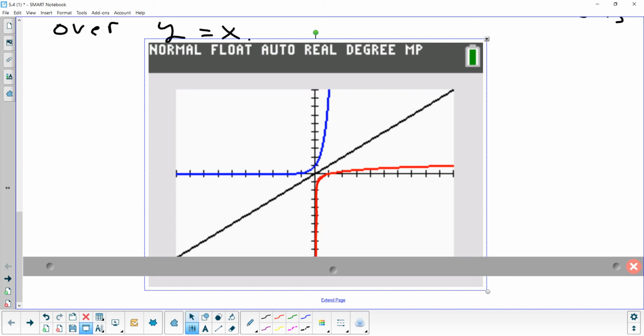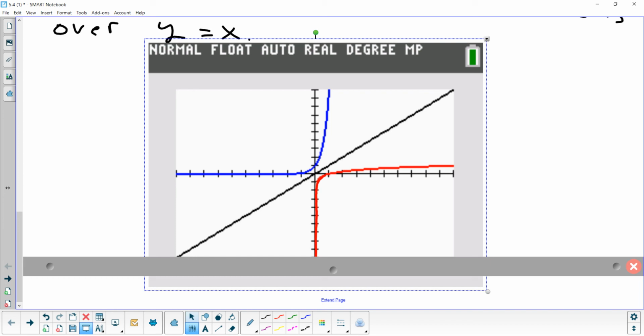In blue, that is an exponential function. In red, that's a logarithmic function. If this was a piece of paper, I could fold it right on that black line. The graph in blue would land directly on top of the graph in red. And that means that they are mirror images of each other.